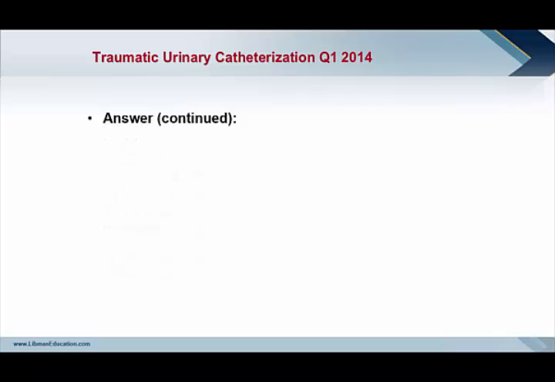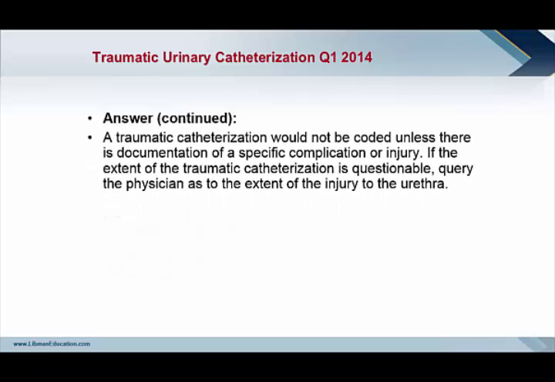if you don't like that answer. Coding clinic goes on to point out that a traumatic catheterization would not be coded unless there is documentation of a specific complication or injury, which, as you noted in the question, was there. Coding clinic is telling us that if you don't have documentation of a specific traumatic injury, you need to query to make sure you have the appropriate information, where you will either be told, yes, it was traumatic and an injury, or no, it was not, and your coding decision would be based on that answer.